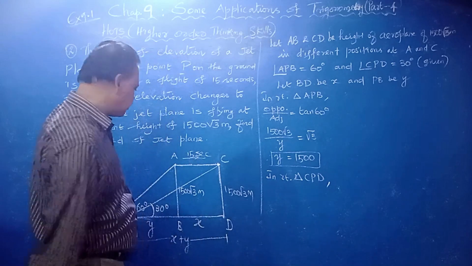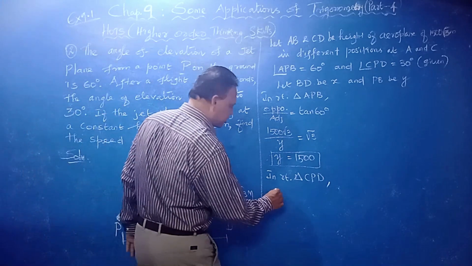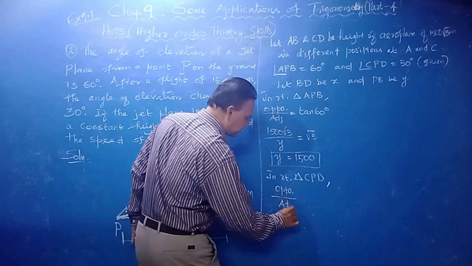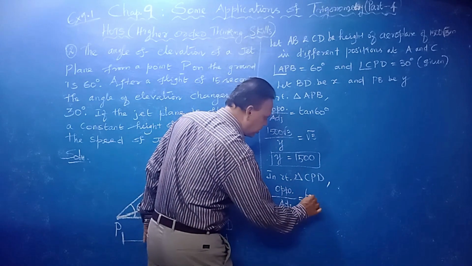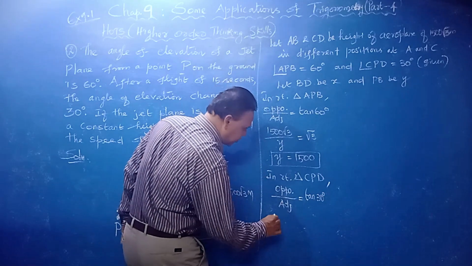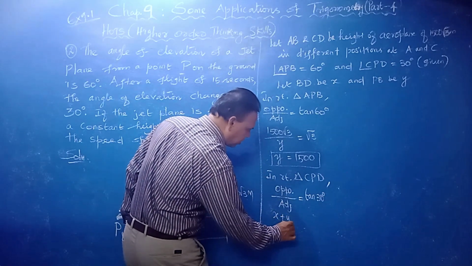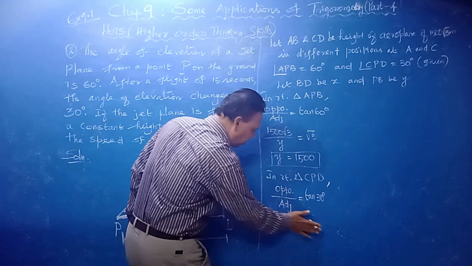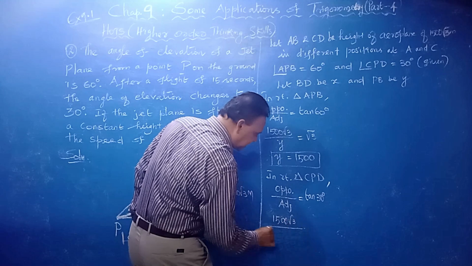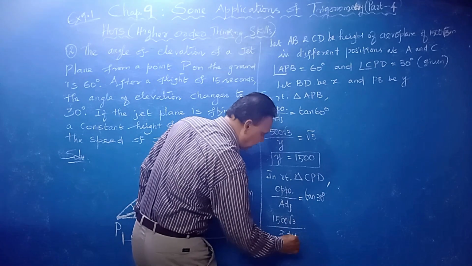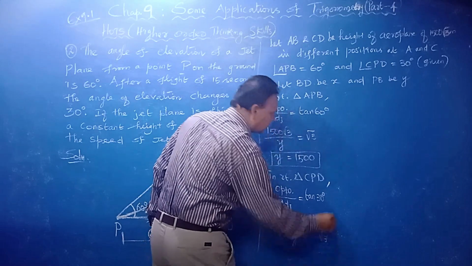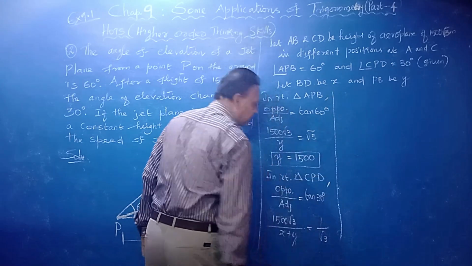In right triangle CPD, tan of the angle is opposite by adjacent. That is tan 30 here. In this triangle, the angle is 30 degrees, the opposite side is 1500 root 3, and the adjacent side is x plus y. That is equal to 1 by root 3.